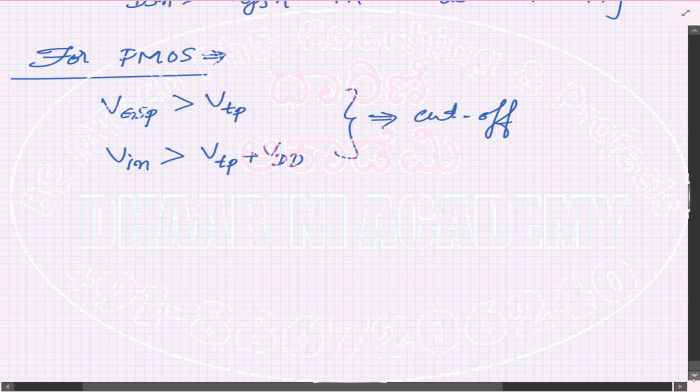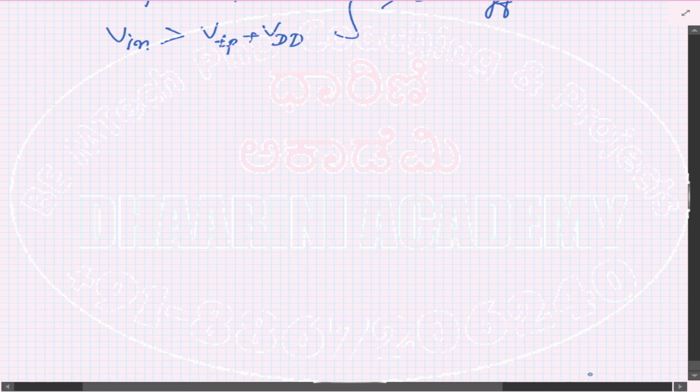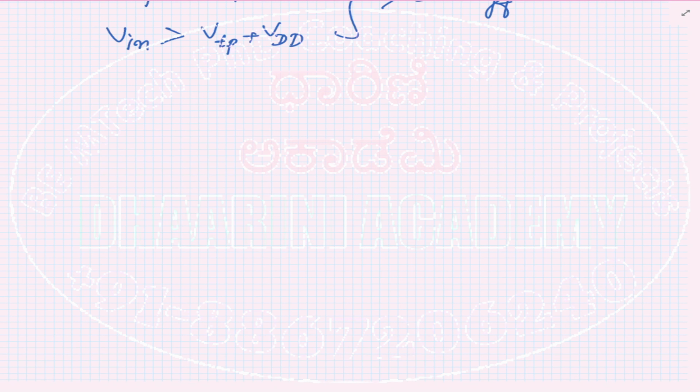Right? High voltage is given to the input, it is off. Lower voltage is given to the PMOS, it is on. Correct? So now see, the high voltage is given: Vin is bigger than even the supply voltage VDD. This means it is off. Okay. Now let's go to the second condition.